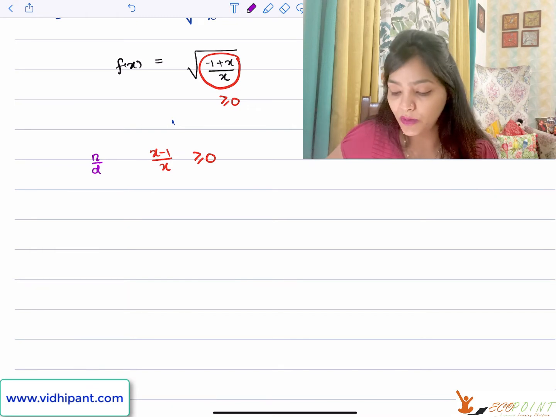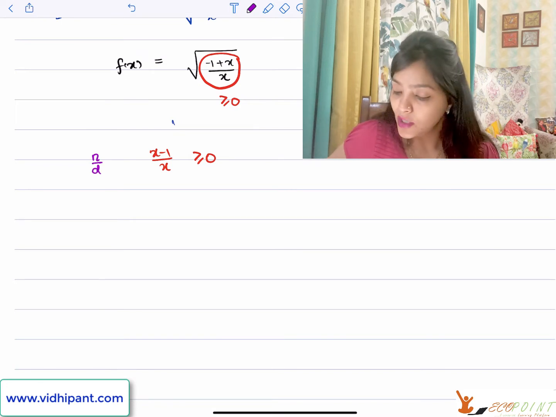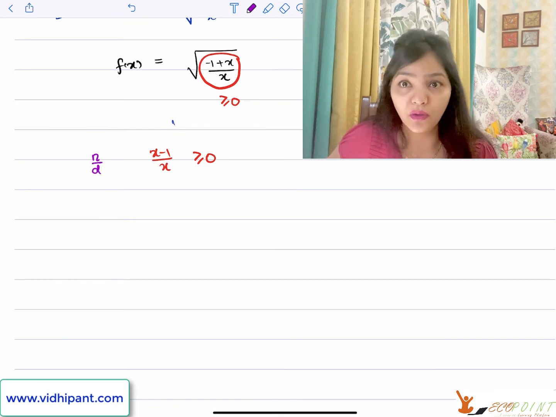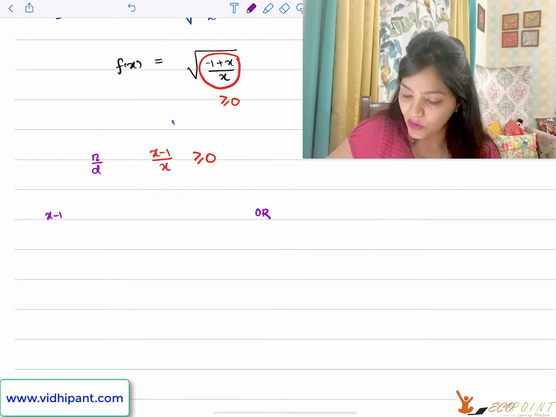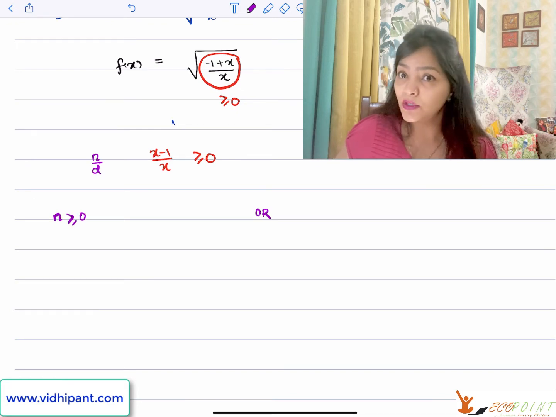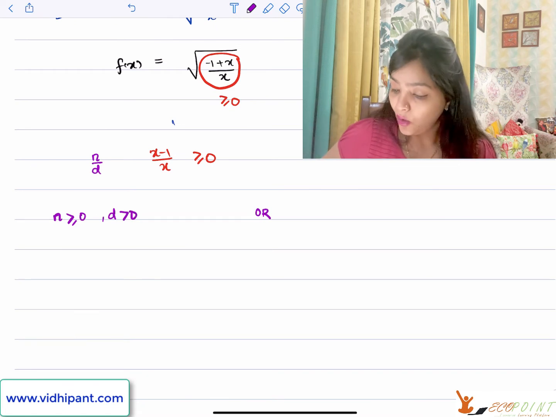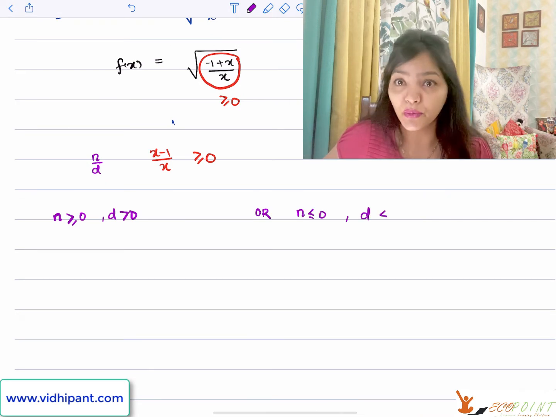But the first thing that you need to be careful with is when is this number, numerator upon denominator, greater than or equal to 0? That's only possible when either both are positive or both are negative. So you get two situations here, either or. Either your numerator is greater than or equal to 0 and denominator is strictly greater than 0, because denominator cannot be equal to 0. Or else numerator is less than or equal to 0 and at the same time denominator is strictly less than 0, because again denominator cannot be equal to 0.